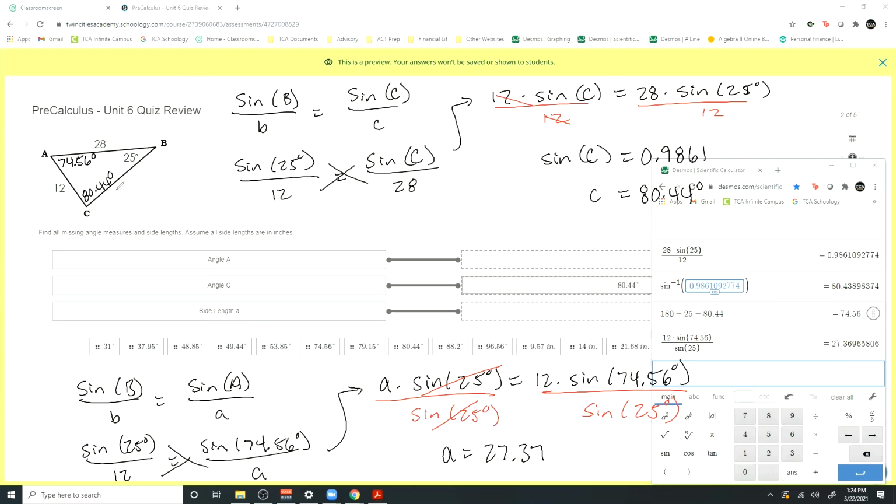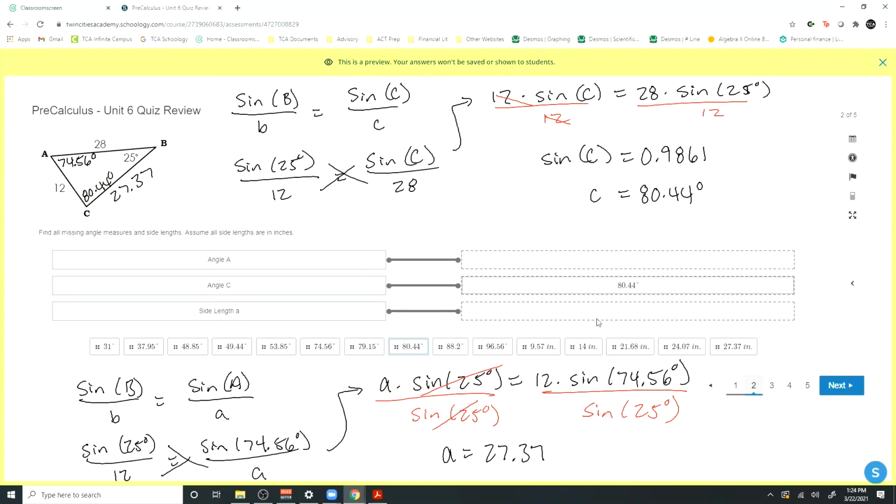I can put that in my triangle here, 27.37, and that belongs there. And then angle A was the 74.56 degrees that we found. Questions?